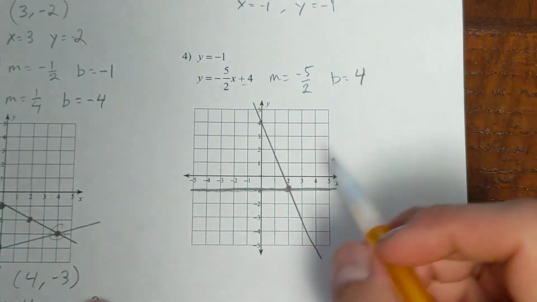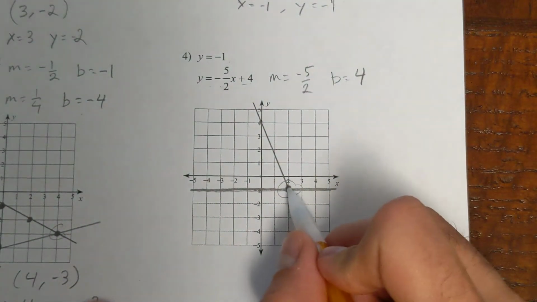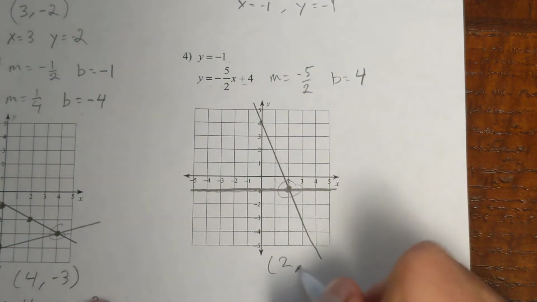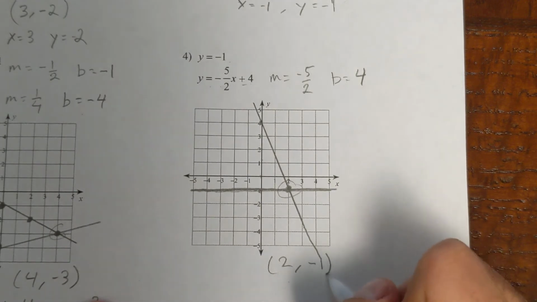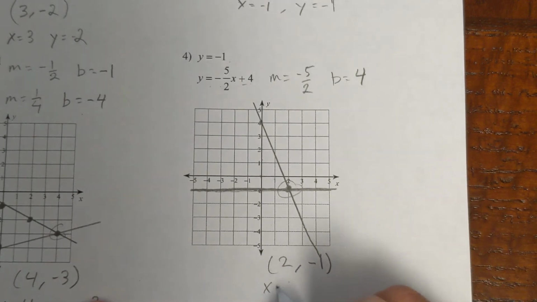Okay. Add my points now. I can see that they intersect right here at 2 comma negative 1. Or I can say x is equal to 2 and y is equal to negative 1.